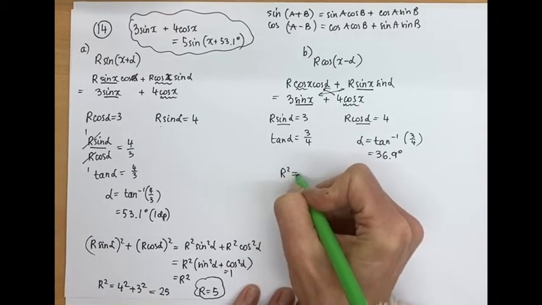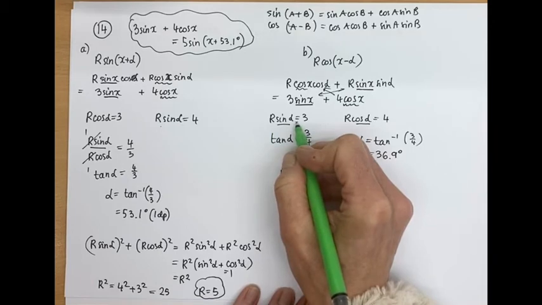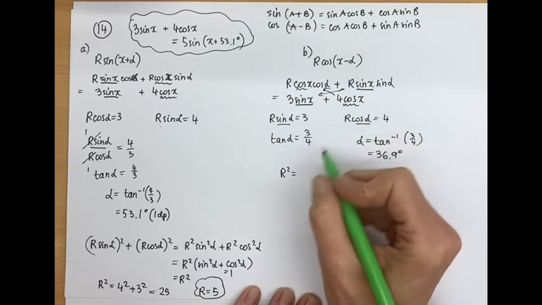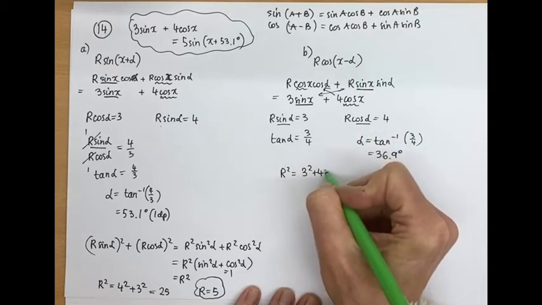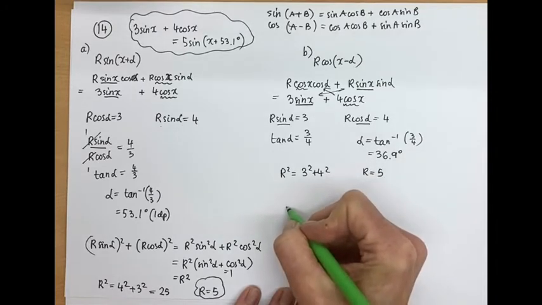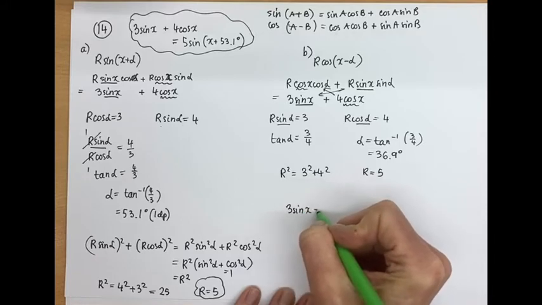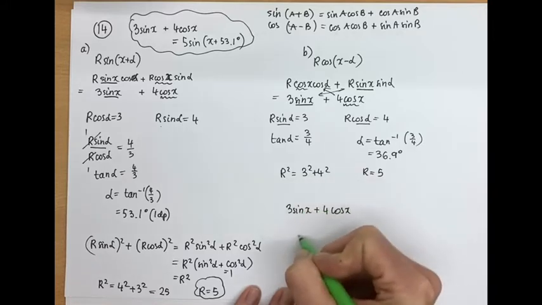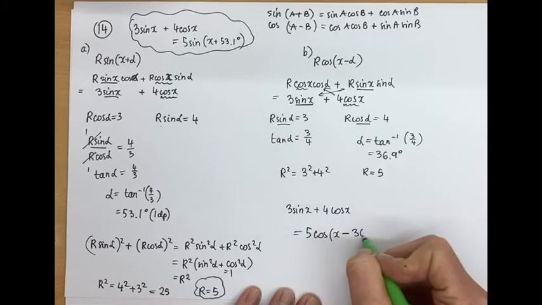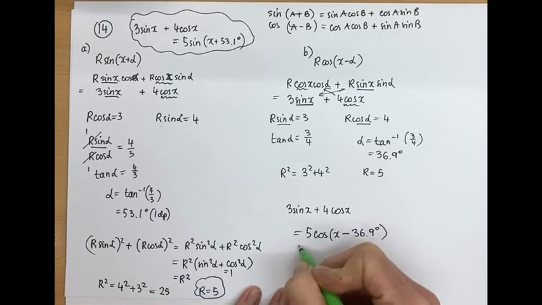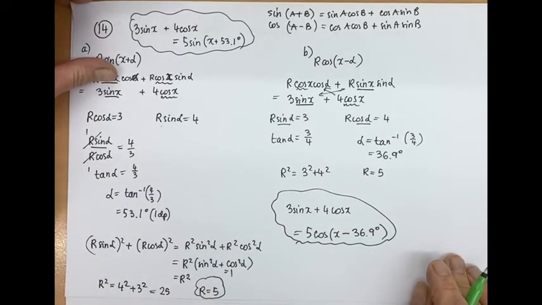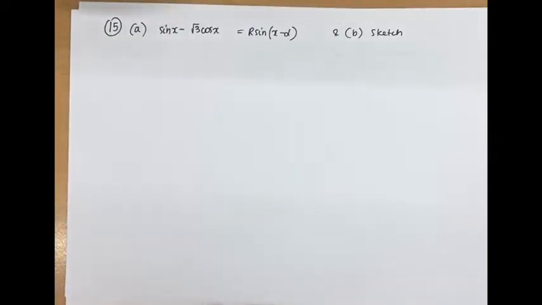R squared is simply equal to r sine alpha all squared plus r cos alpha all squared, so it's 3 squared plus 4 squared. So r is again going to be 5. So the second replacement for our 3 sine x plus 4 cos x is 5 cos x minus 36.9 degrees. So this is example 14. So we've got example 15.